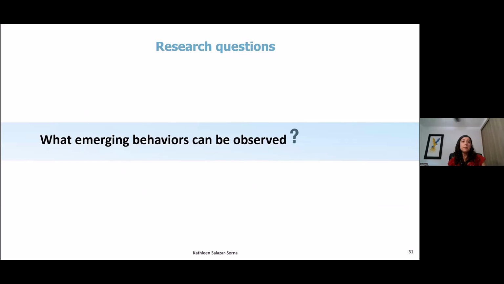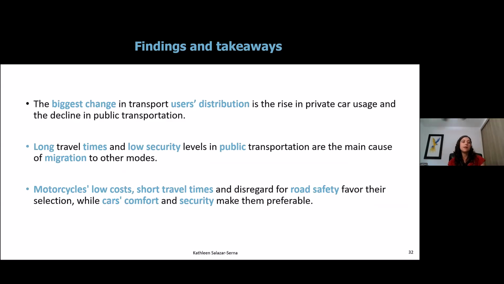Regarding the emerging behaviors that we observe, we could see for Cali City that people were migrating from public options to private alternatives like car and motorcycle. And this could be explained by the long travel times and low security perception that people have about the public transit service. And motorcycles are very attractive because they are low cost, they have short travel times, and people don't care about the road accidents, which is a very high rate for motorcycles.